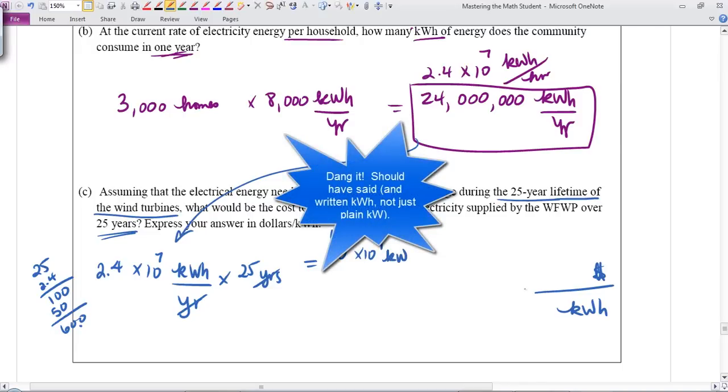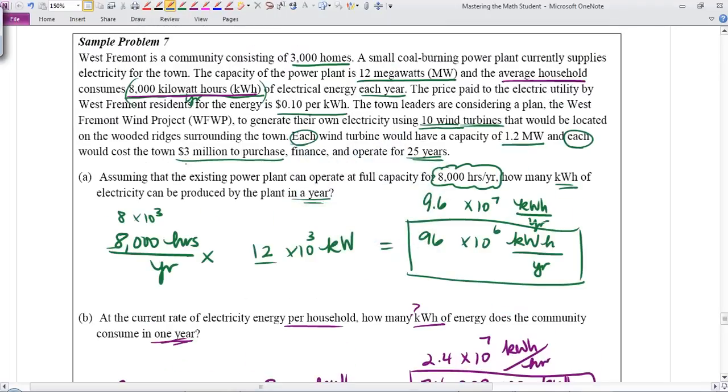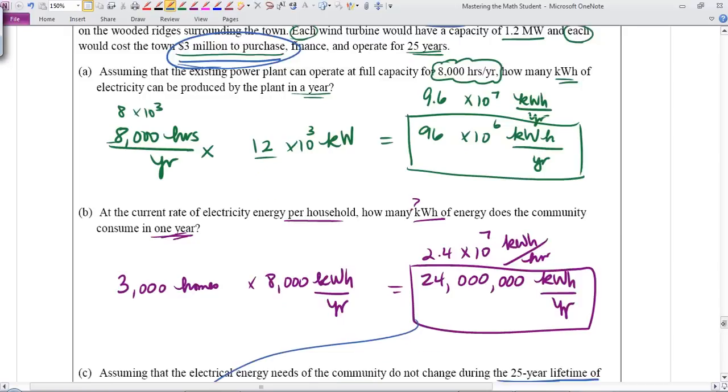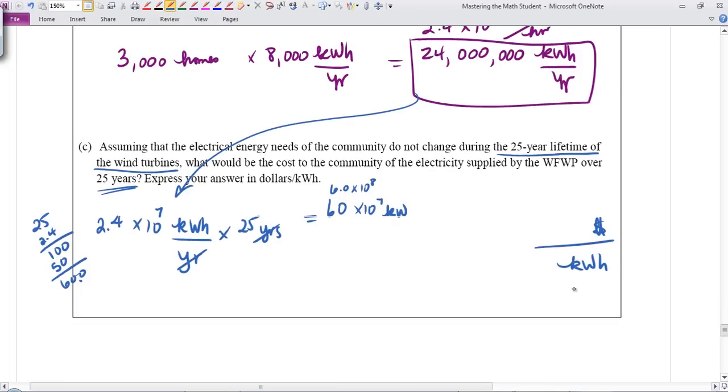Okay, so what was the total cost? Well, go back and reread that last piece of the problem again, where they said it was $3 million to purchase and finance these for 25 years and operate them as well. And how many were they buying? 10. So 10 times 3 million is also known as 30 million. So therefore, 30 times 10 to the 6 in dollars divided by 60 times 10 to the 7.